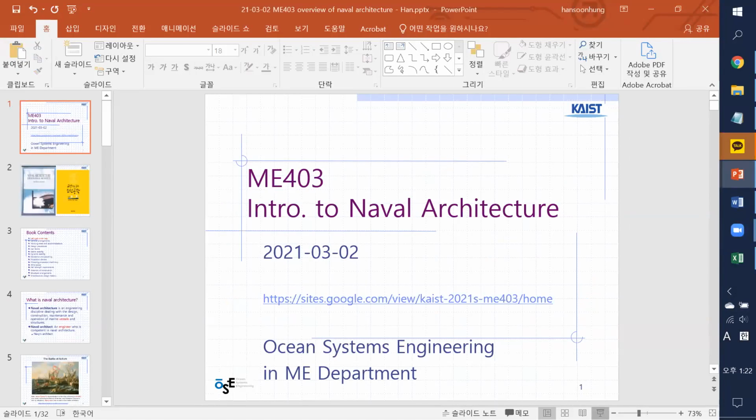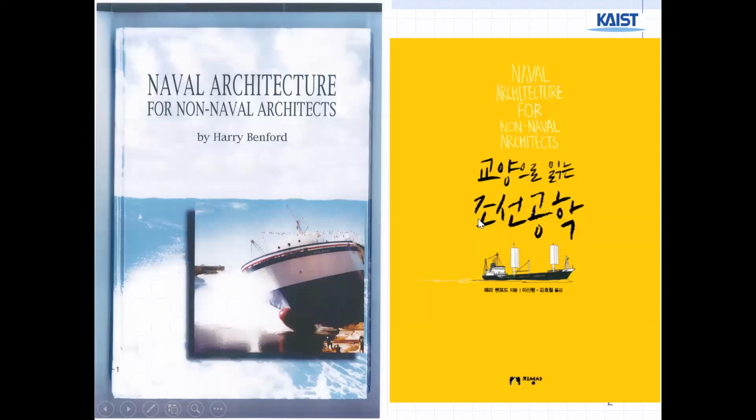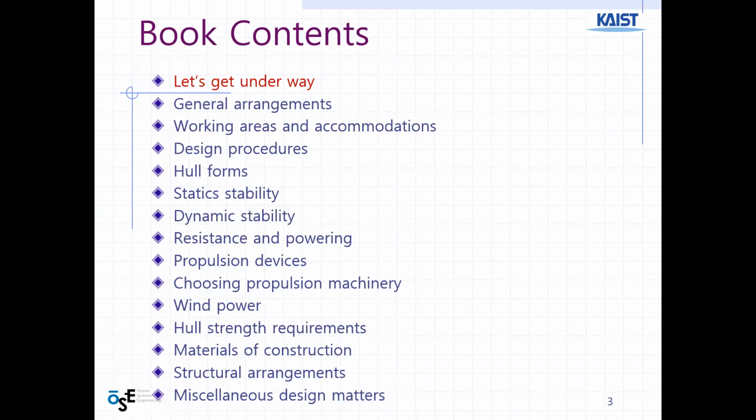Overview of naval architecture. So again, the book is something like this one. Left one is the original book, textbook 1. And the right-hand side is the Korean translation, if you need Korean text. This is the chapter names of that book, Introduction to Naval Architecture for Non-Naval Architects.